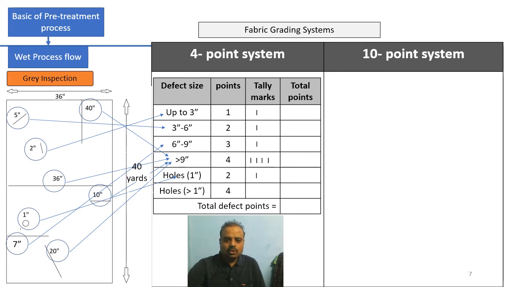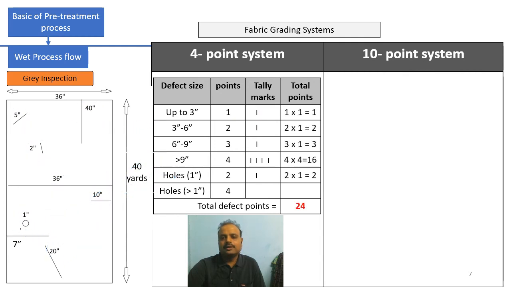So we have already covered all the defects, right? We covered all the defects in the 40 yard length and allotted a tally mark respectively. Now the remaining thing is to multiply points with the tally marks. So 1 point into 1 tally mark becomes 1 defect point. 2 points into 1 tally mark, 2 defect points. 3 into 1, 3. And 4 points into 4 tally marks become 16 defect points. 2 points into 1 is equal to 2. So addition of 1 plus 2 plus 3 plus 16 plus 2 becomes 24, right?